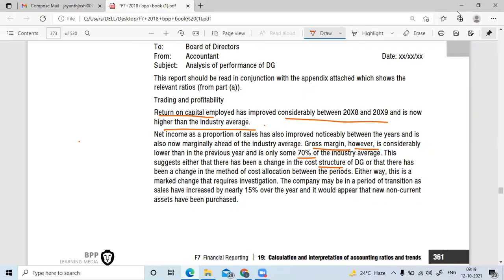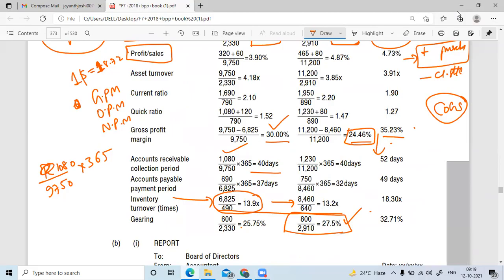So what they are saying is, gross profit margin is however considerably lower than in the previous year. So you can see the gross profit margin of course is lower. I have given you one of the reasons. Maybe the purchases are costlier. Maybe they may have more obsolete goods. What can be the reason for your gross profit declining? The gross profit can only decline if purchases are costly.